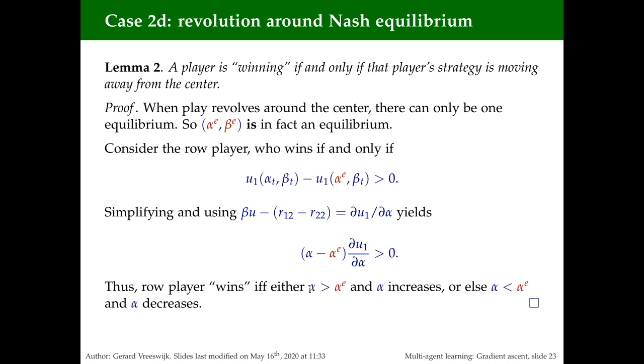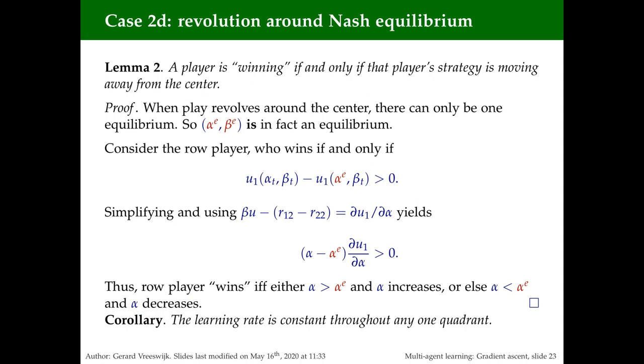So both are positive, so the mixed strategy of the first player lies to the right of alpha E, and alpha increases, so it moves away to the right side, or the mixed strategy of the first player lies on the left of alpha E, and the first player moves indeed to the left. So indeed, a player is winning if and only if that player's strategy is moving away from the center. Okay.